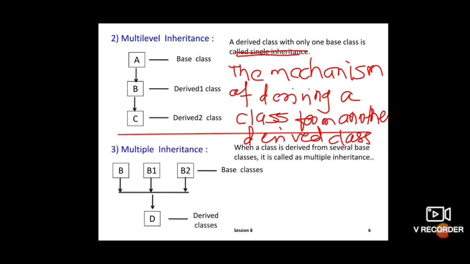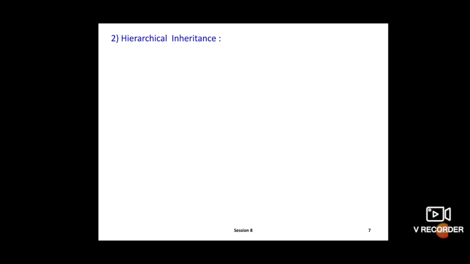Understood? This is multi-level and multiple. Multi-level means deriving a class from another derived class, and in multiple, a class is derived from several base classes. Now the next type is hierarchical inheritance. In hierarchical inheritance, more than one class is derived from one base class. In the previous type, more than one base class created one new derived class. But here it is the opposite: when more than one class is derived from one base class, it is called hierarchical inheritance.